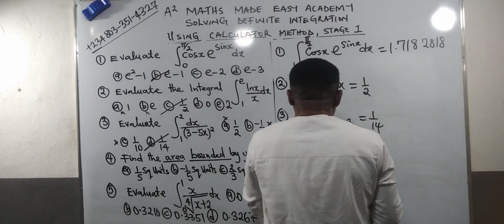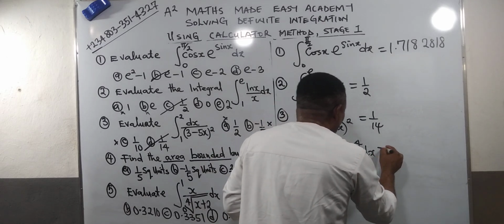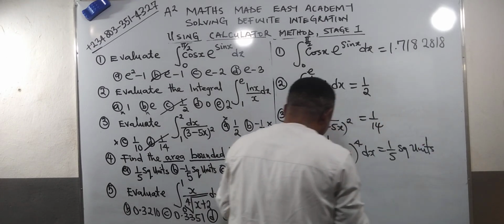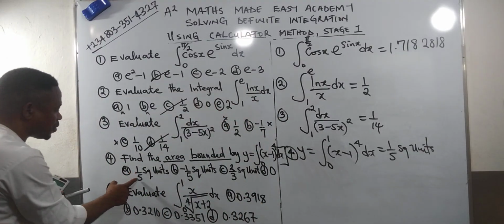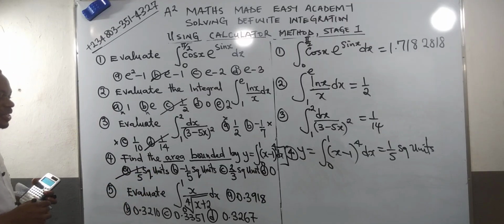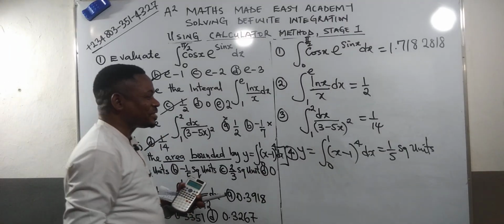So which means question number 4 is 1/5 square unit. Now let's observe the options. Option A says 1/5 square unit. Oh my goodness. The correct answer is option A.